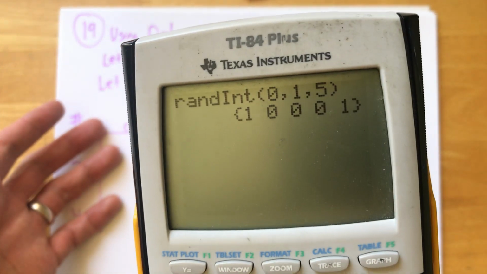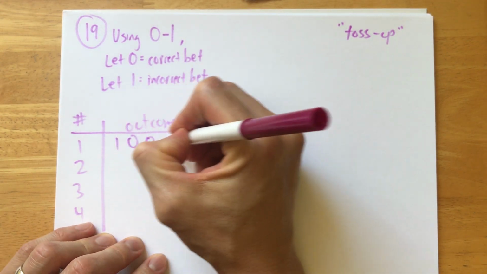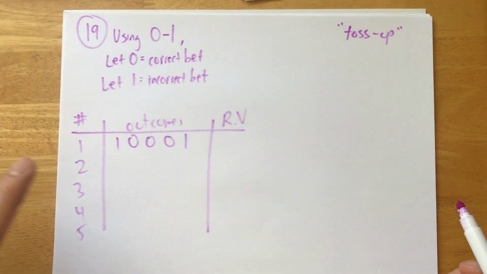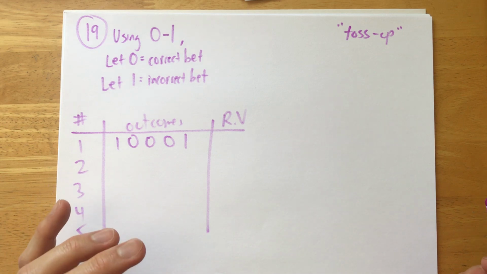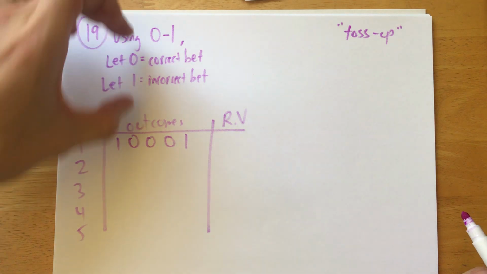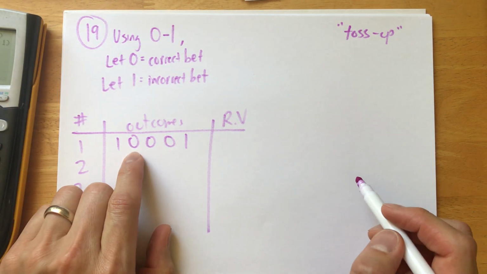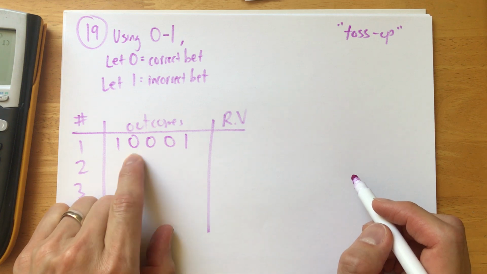This is what I got right here. So I got 1, 0, 0, 0, 1. Remember, your answer is gonna be different from mine as it is gonna be from any of your other classmates, and that's fine. I care about the process and not the final answer, okay? So this time, they got 3 correct bets.